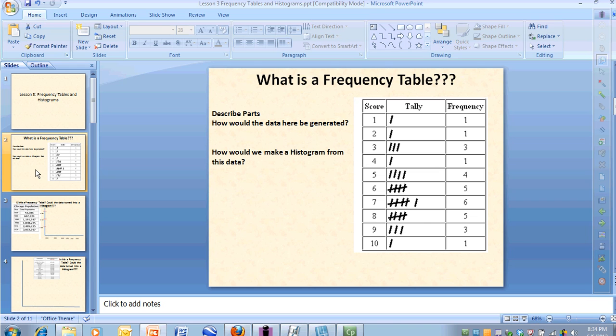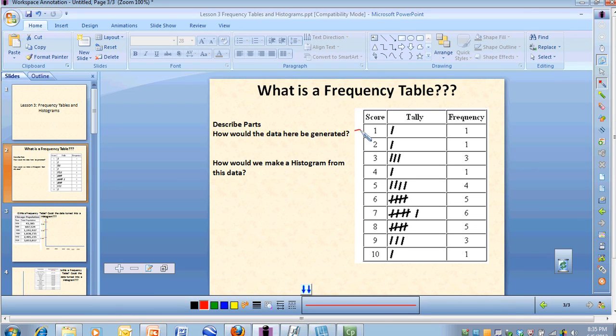We're talking about what is a frequency table? Well, describe its parts. Well, you see there, you have your score. And your score shows you 1, 2, 3, 4, 5.